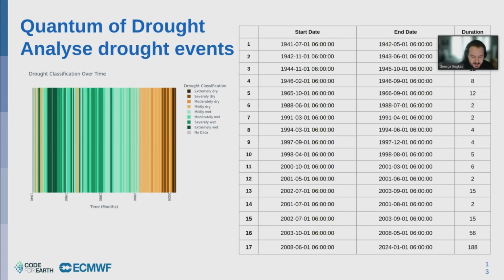So the second workbook was focused on, after identifying drought events in a region, setting some baselines and then identifying extreme events. Again, we still have South Sudan as our area of interest, and we can see the drought classification over time on this stripe plot on the left. And on the right, we can see a list of drought events that we identified, along with their duration.